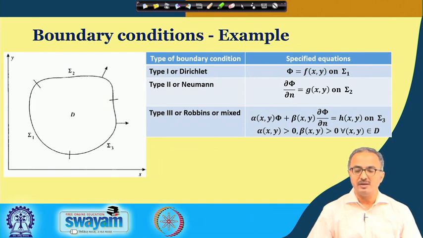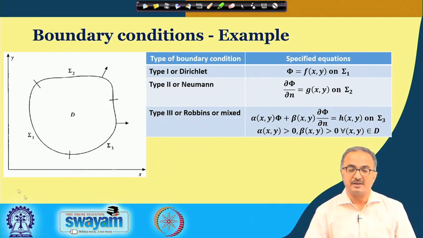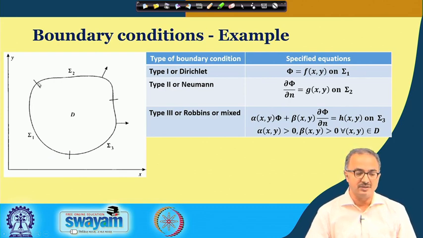And here I have shown, if I take a 2-dimensional case, how we apply these boundary conditions. So, you see that we have taken all this with different kinds of boundaries. This sigma 1 is one boundary, sigma 2 is one boundary, and sigma 3 is another boundary, and D is the domain of interest of study.